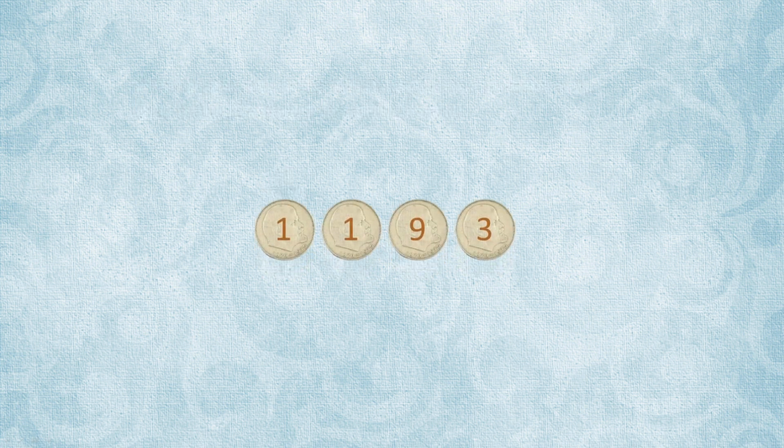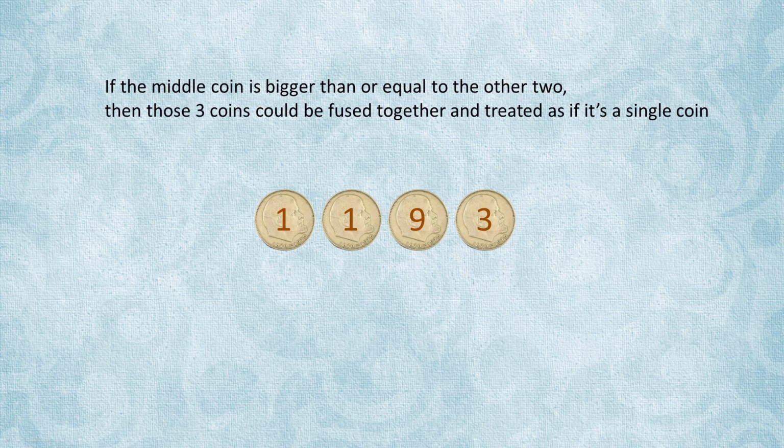The second observation is that whenever you have three coins, let's call them X, M, and Y, such that the middle coin M is bigger than or equal to both X and Y, then these three coins could be fused together and treated as if it's a single coin. The value of that fused coin would be X minus M plus Y.